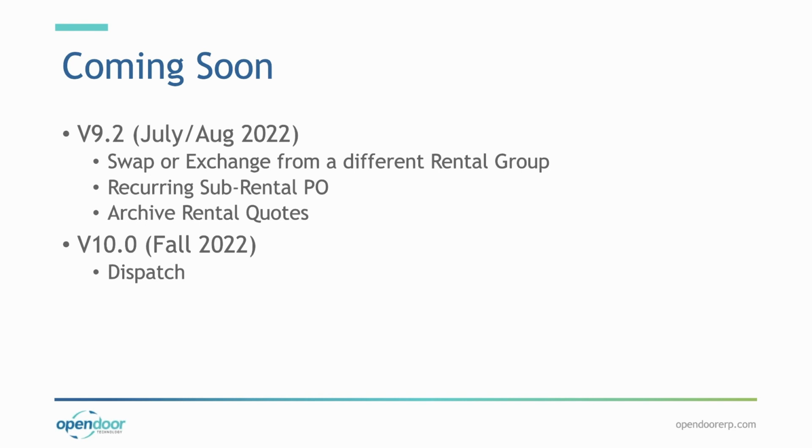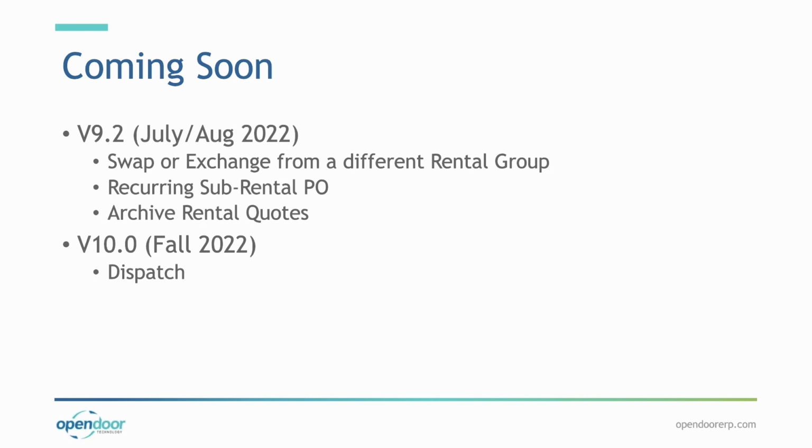Recurring subrental POs will be in this next release as well. You know, when you fully receive an invoice, a PO, it disappears. So we've added the ability to keep a PO open until the sub-rental that it was issued for has been returned, and you've acknowledged that it's been returned to the vendor. And we're also adding the ability to archive rental quotes and to be able to bring them back and make them active again.